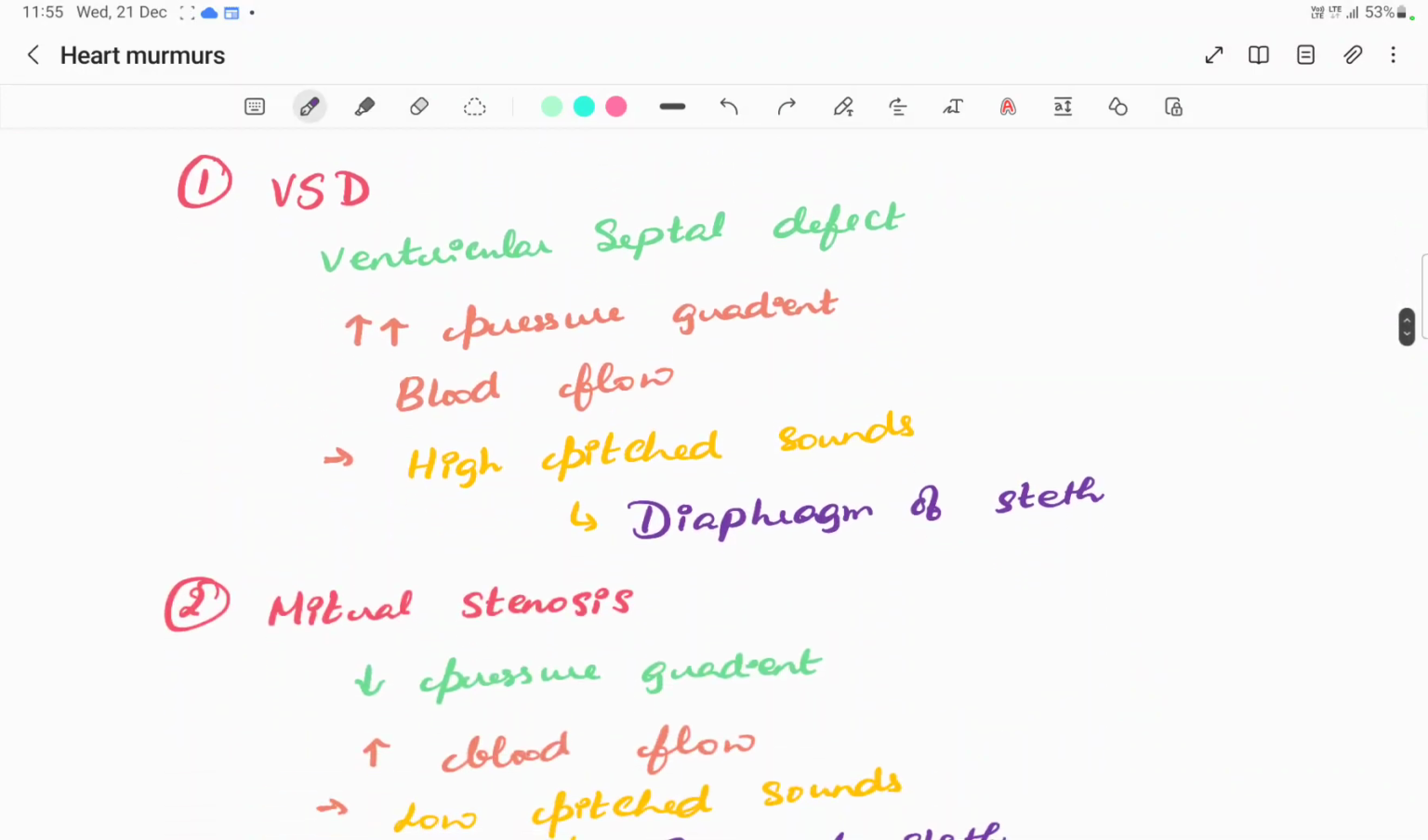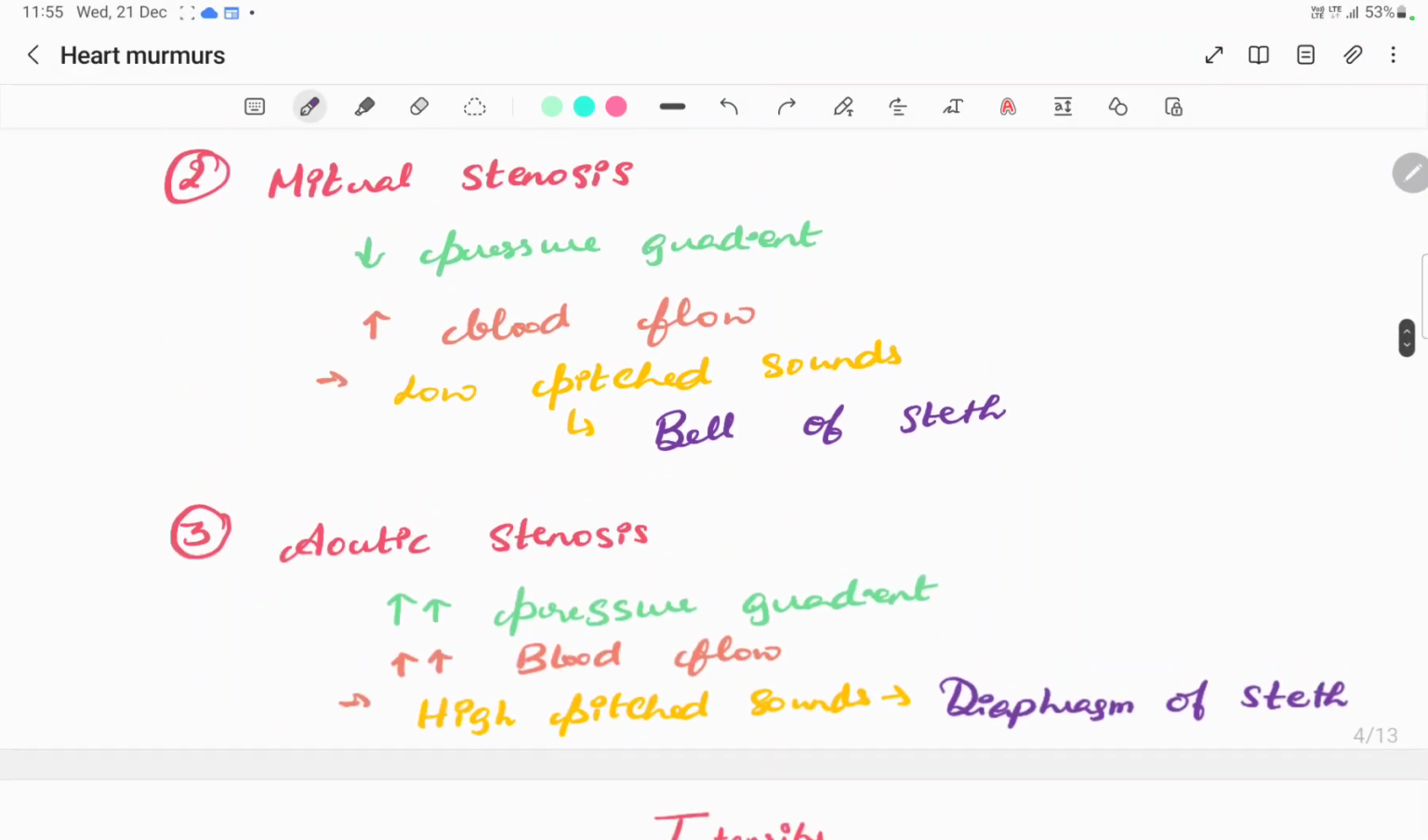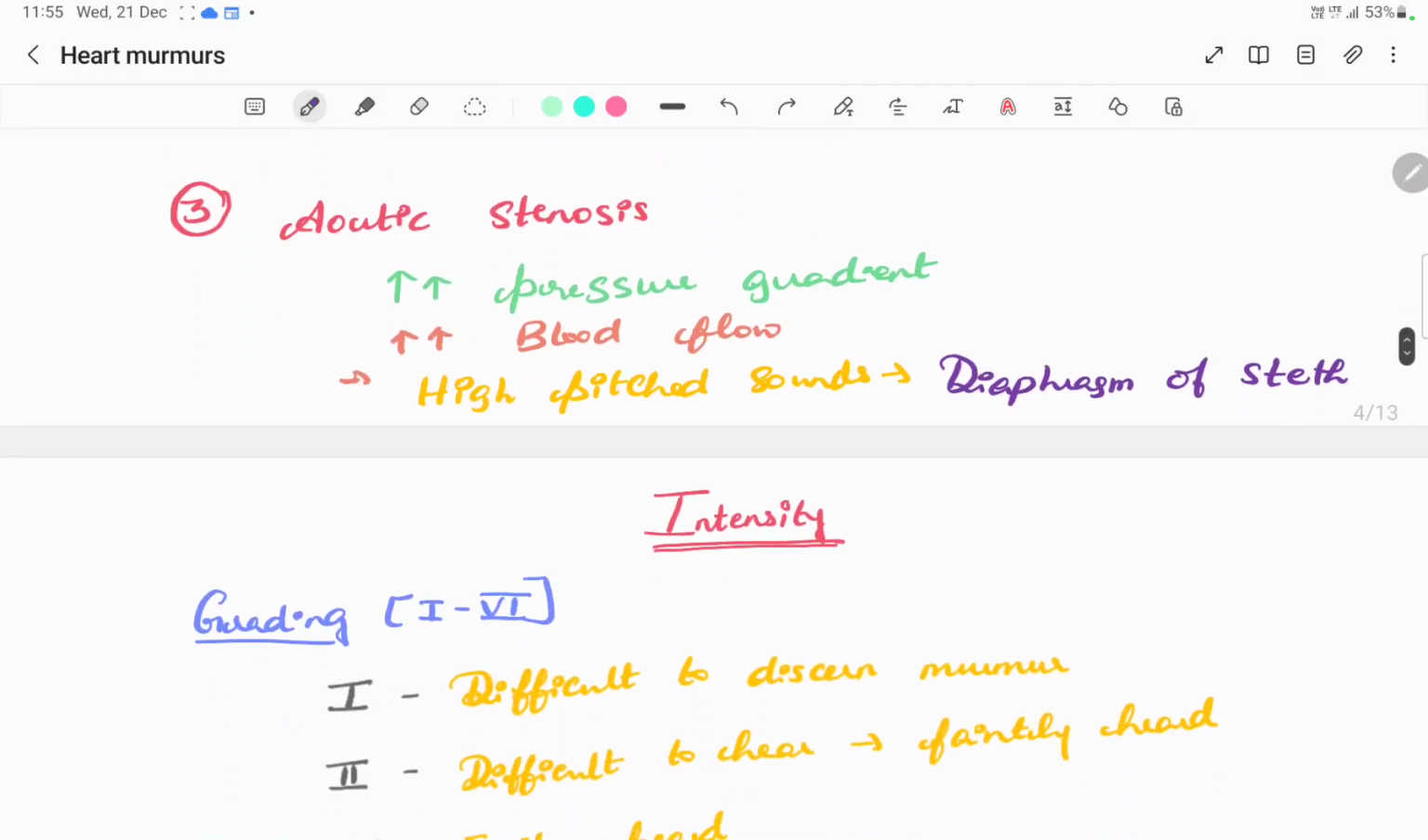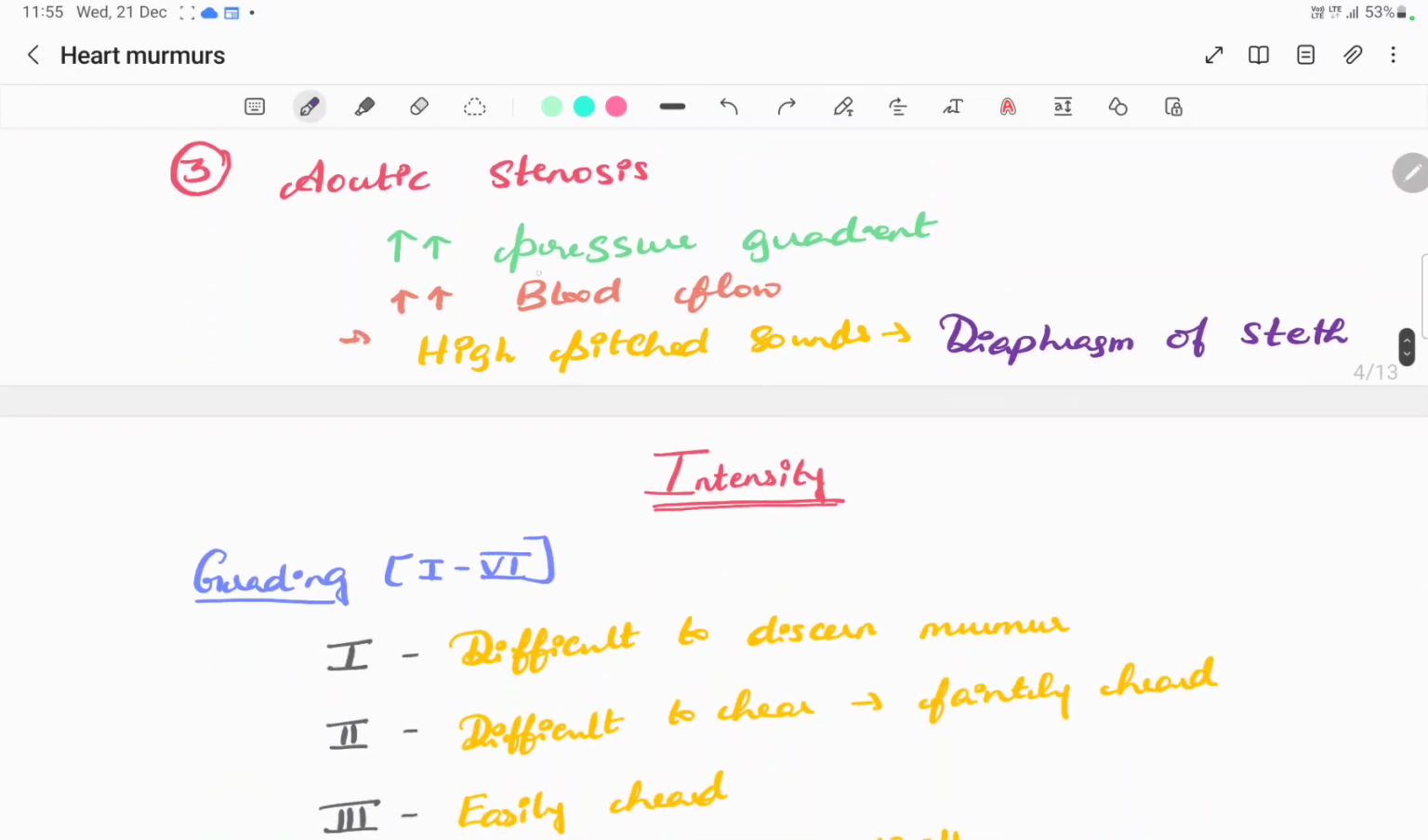So first is ventricular septal defect. Whenever there's an increase in pressure gradient, that is going to cause high pitched sounds. Whenever there's a decrease in pressure gradient, that is going to cause low pitched sounds. So increase in pressure gradient, high pitch, and we are going to use a diaphragm. Mitral stenosis, increase in blood flow, decrease in pressure gradient, so a low pitch, so bell of stethoscope. Aortic stenosis, increased pressure, high pitch, diaphragm.